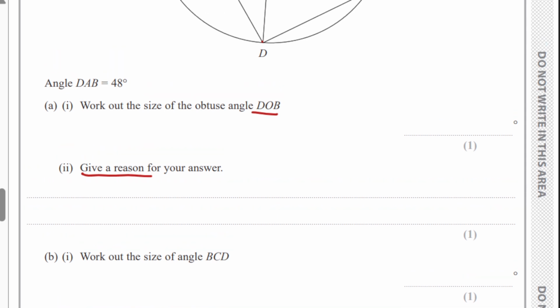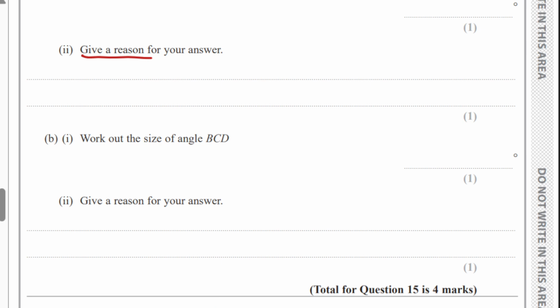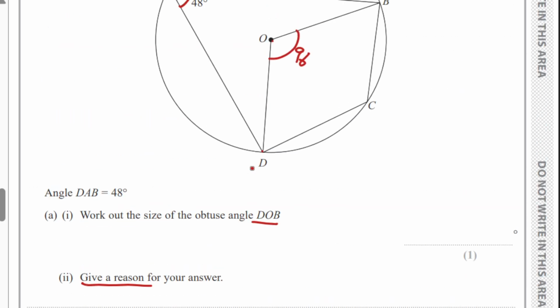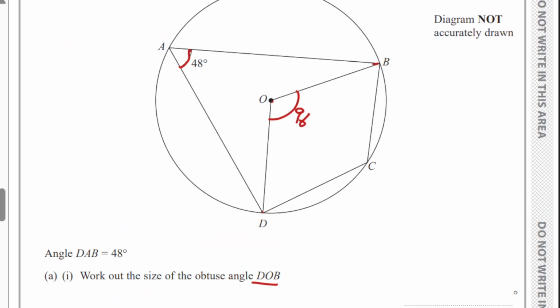Now work out the size of angle BCD. So it's this angle. The cyclic quadrilateral theorem says the opposite angles are adding up to 180. So if this is 48, this is 180 minus 48. Just plug this in your calculator, and that's the answer.